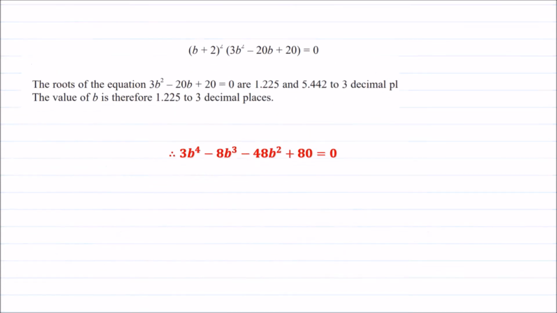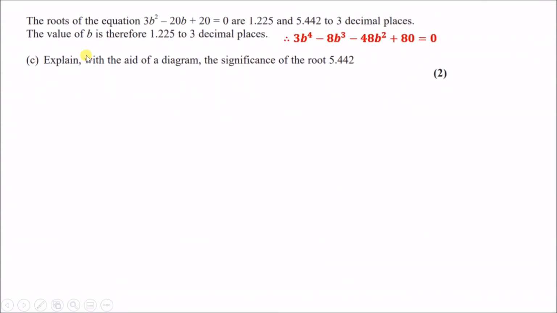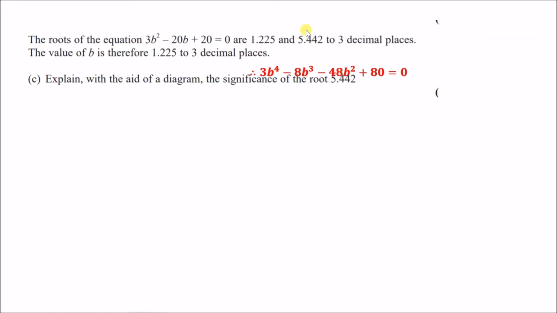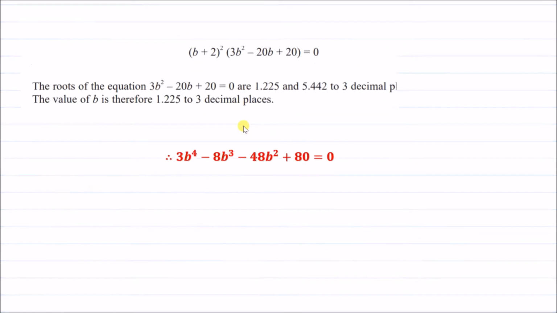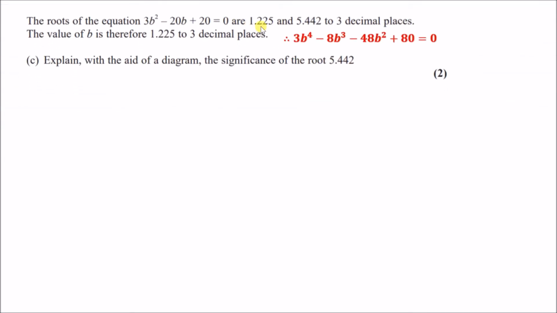Now, moving on to the final part. The roots of the equation 3b squared minus 20b plus 20, and this, by the way, guys, is actually the second bracket from here, the quadratic bit, are 1.225 and 5.442 to 3 decimal places. So these are 2 roots we get from this quadratic. The value b is therefore 1.225 to 3 decimal places. I don't know why they repeat that, but okay. Explain with the aid of a diagram the significance of the root 5.442.